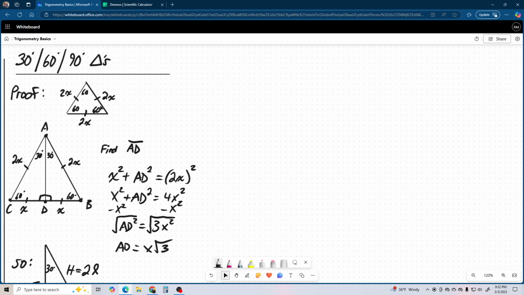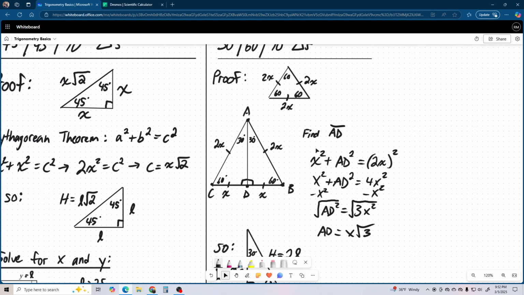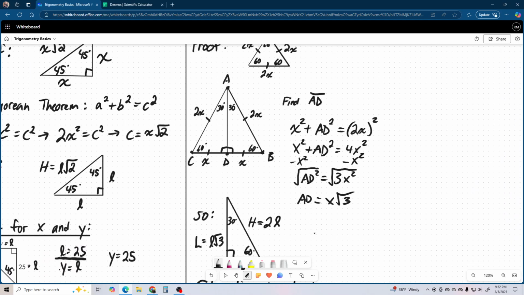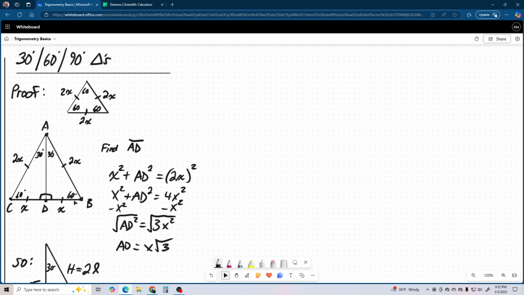So first of all, to find the proof, to show you why this works, right? If you don't care about the proof, I would recommend strongly considering watching this part. But if you don't really care about the proof, jump down here, and we'll get into some problems. But the reason why it's important to understand the proof is because it helps you understand why these pieces make sense.